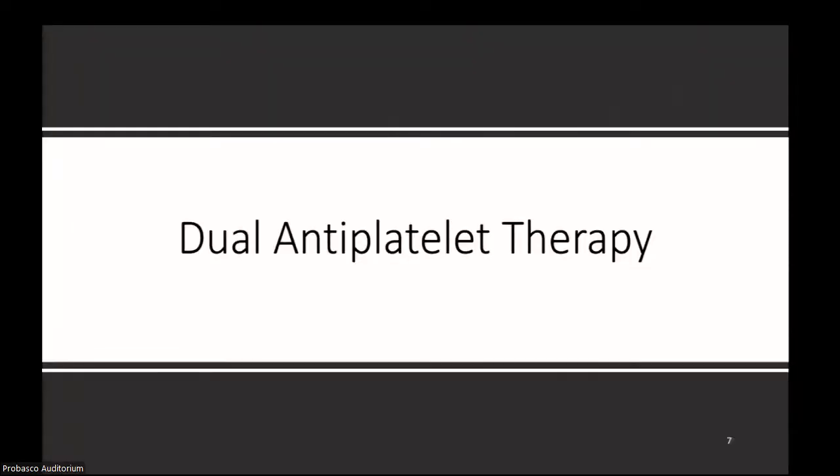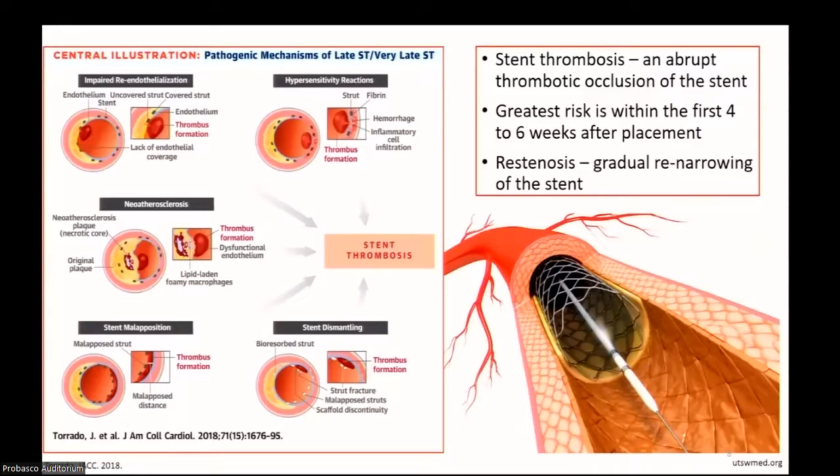First, let's talk a little bit about dual antiplatelet therapy. Of course, we all know that the purpose of dual antiplatelet therapy is to prevent stent thrombosis. Stent thrombosis is an abrupt thrombotic occlusion of the stent, and the greatest risk of stent thrombosis is within the first 4 to 6 weeks after stent placement. There is also restenosis, which is not acute, but rather a gradual re-narrowing of the stent over time.